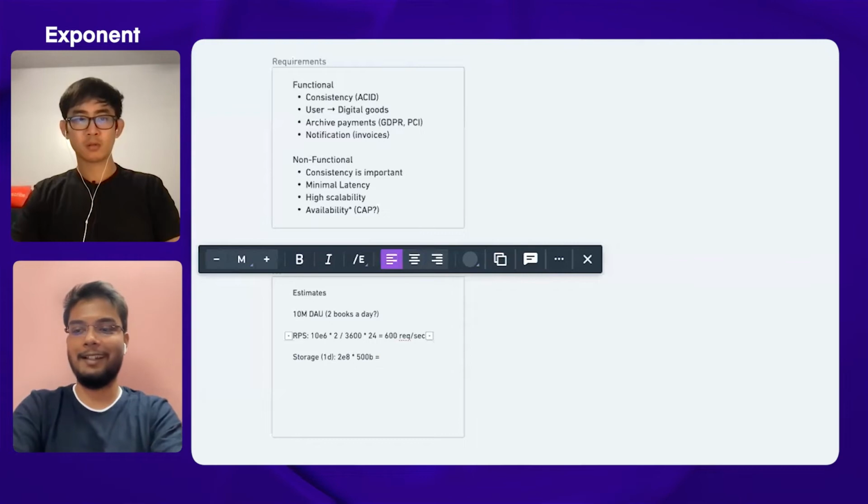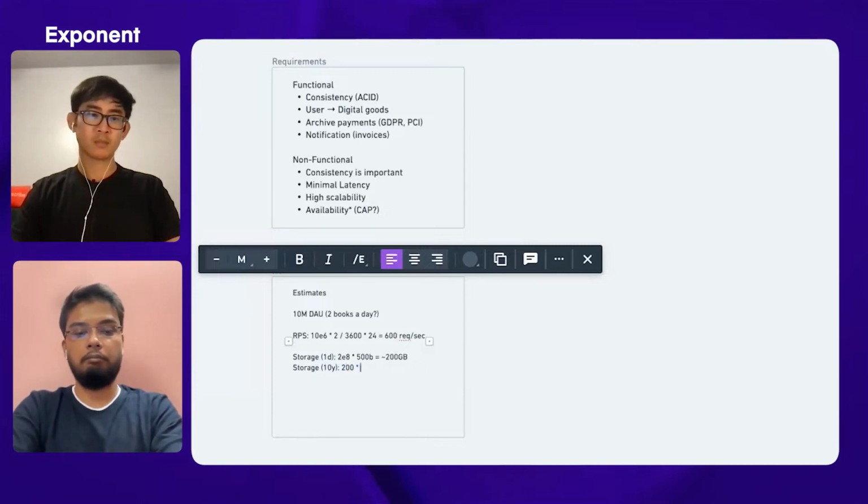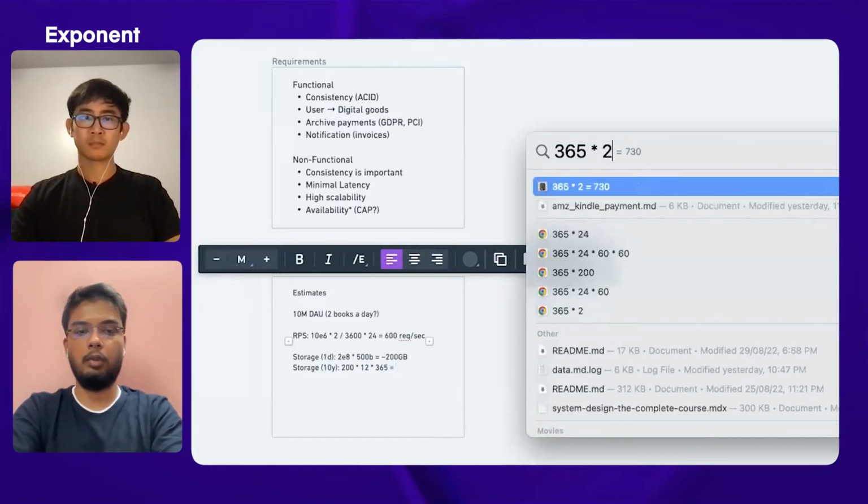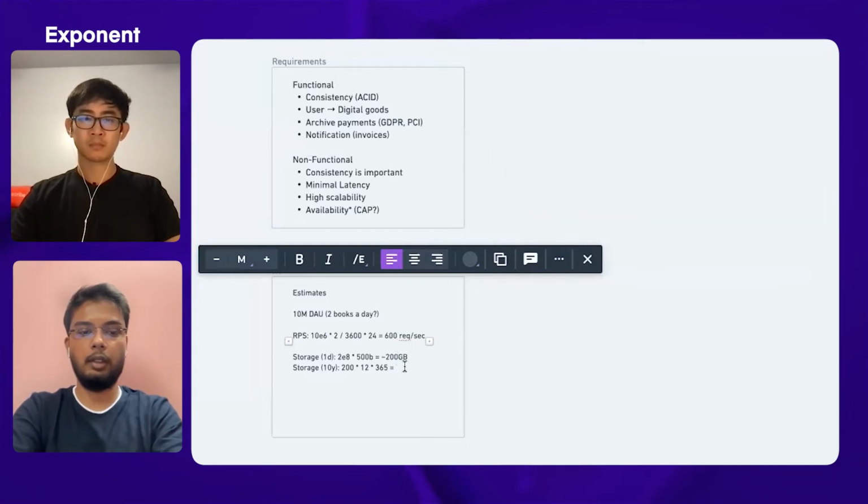Let's do some math. It should be around 200 gigabytes per day, in my opinion. And for 10 years, this would be 12 into 365. This should be around 750 terabytes, I think.